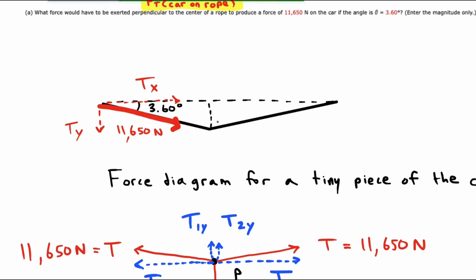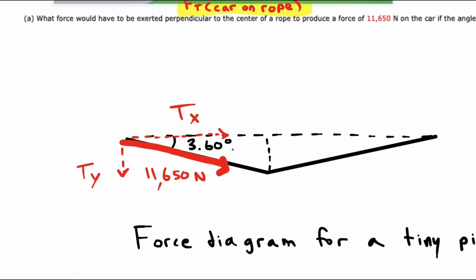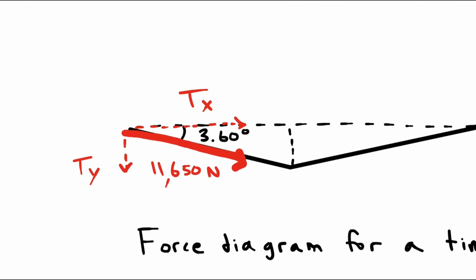Because of a thing called alternate interior angles, this angle here is going to be the same as this angle, and this angle here will be the same as the other one, the corresponding angles they're called.